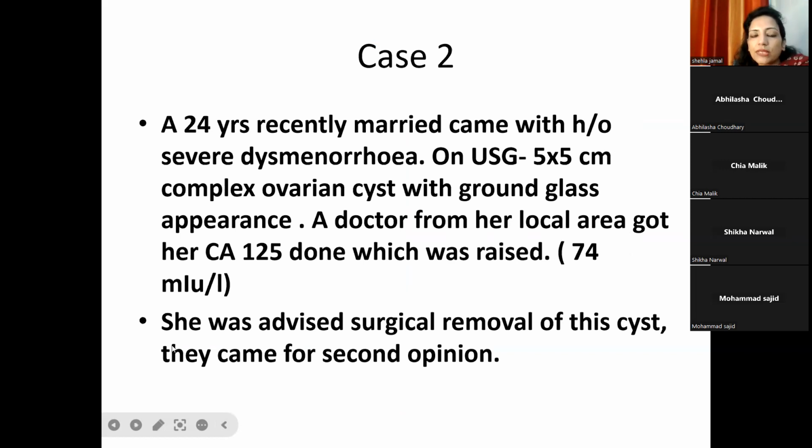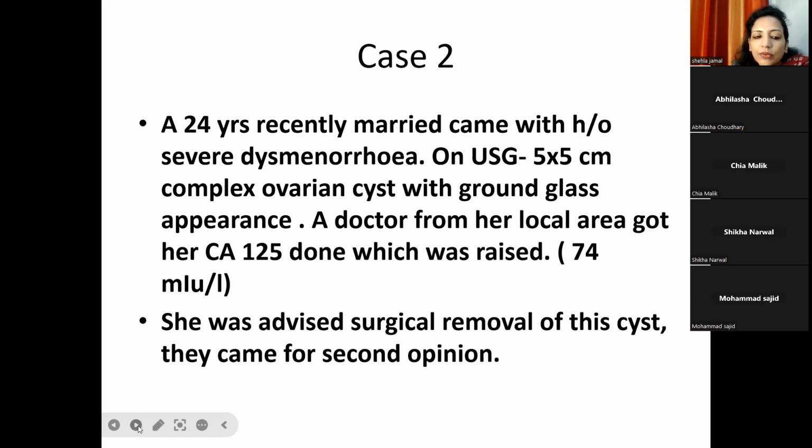Now, the second case was a 24-year-old recently married woman, and she came with history of severe dysmenorrhea. She had one ultrasound which showed a 5 by 5 centimeter complex ovarian cyst with ground glass appearance. And a doctor from her local area got her CA-125 done, which was elevated. It was in the range of 75. And she was advised surgical removal of this cyst, and they came for second opinion.